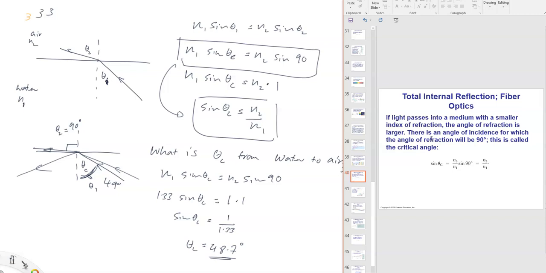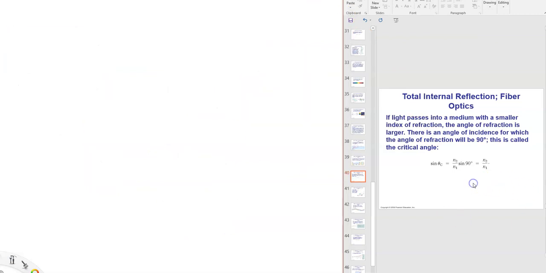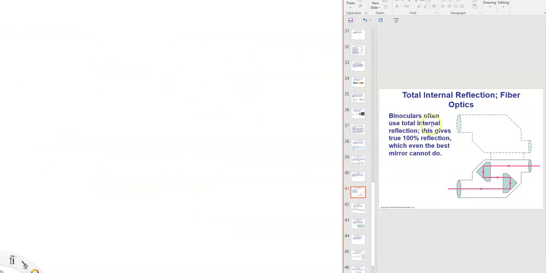Total internal reflection has nice applications. Let's go over a few. You can read what it says. Total internal reflection gives true 100% reflection, which even the best mirror cannot do. A mirror does not do a complete reflection. If you think about a mirror, it has a glass surface and some backing.